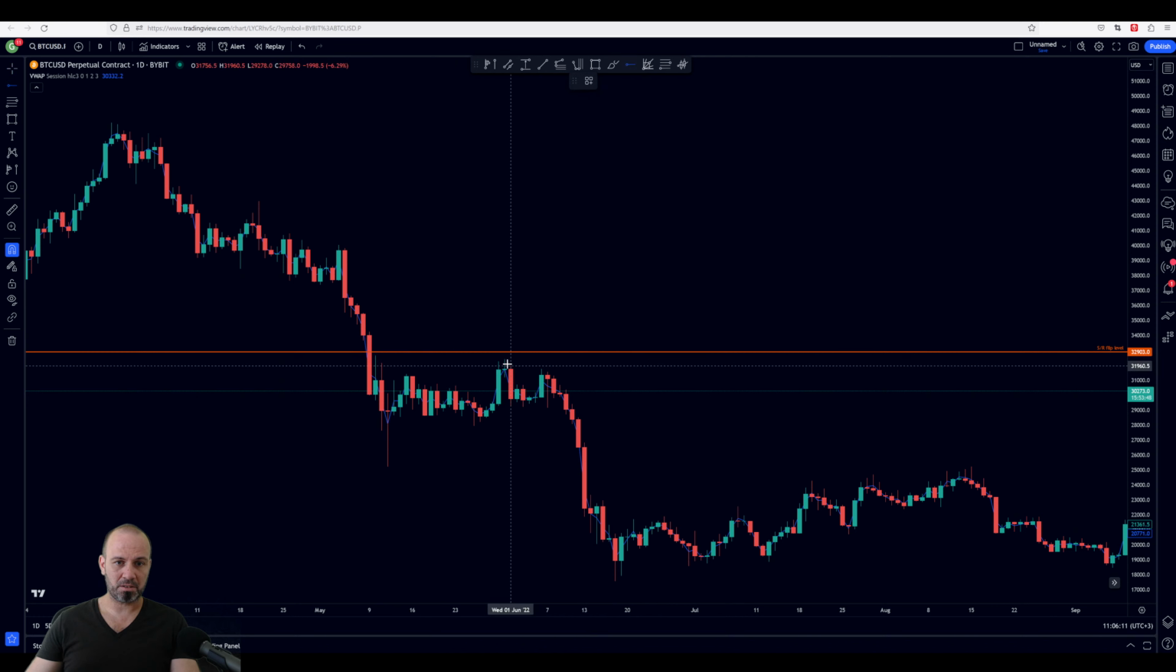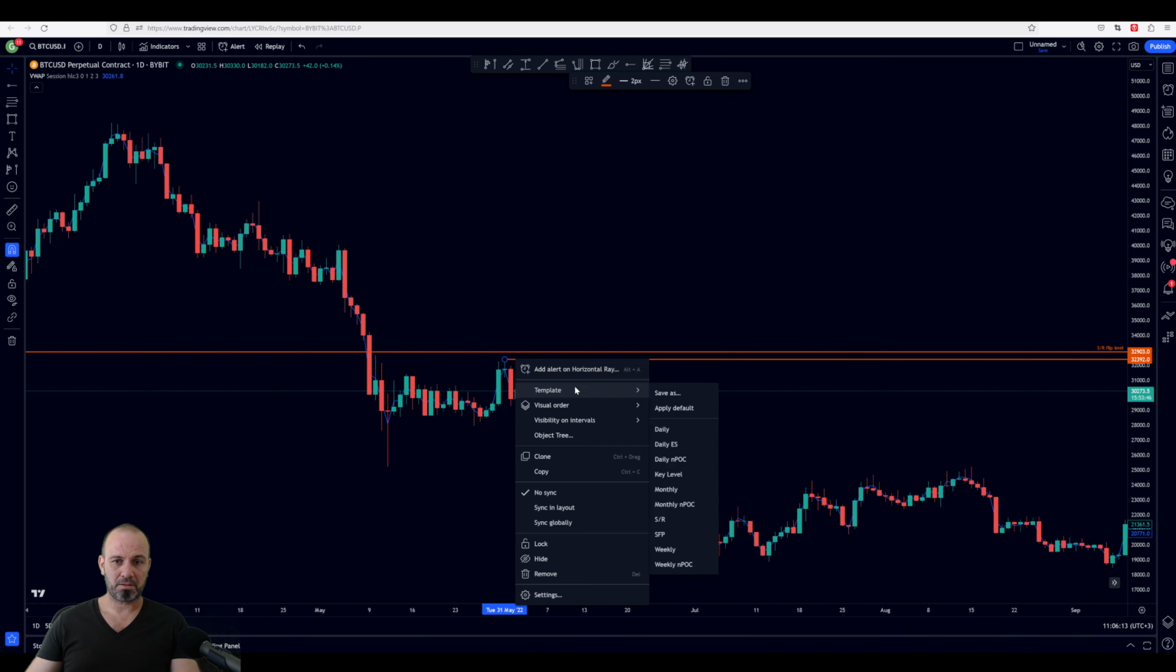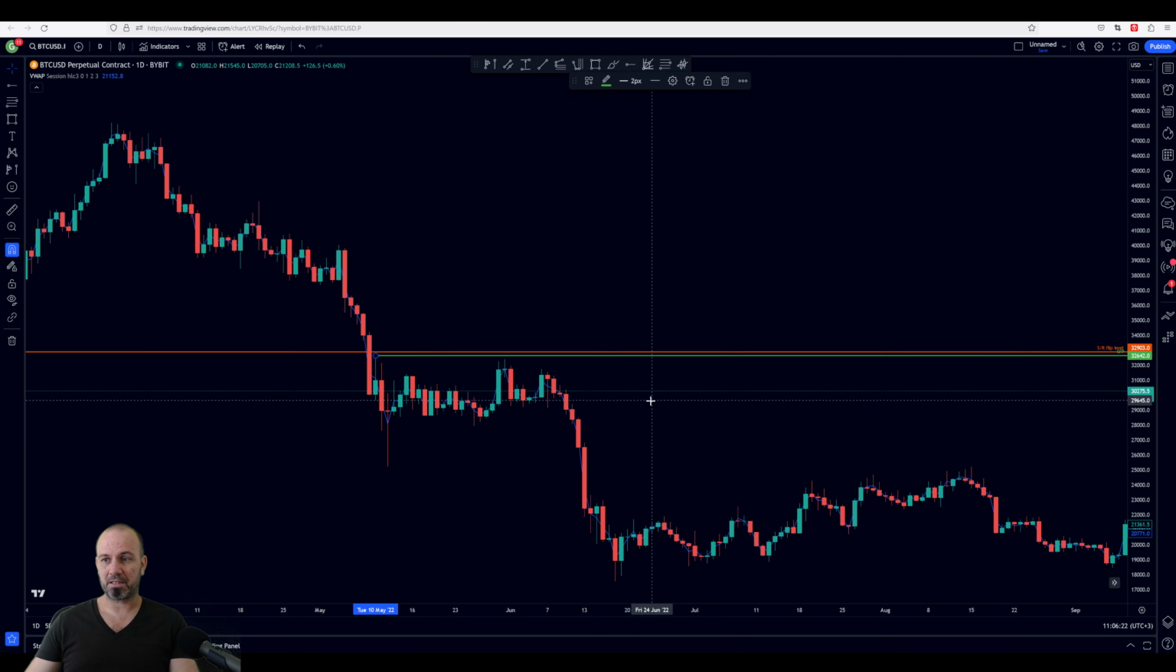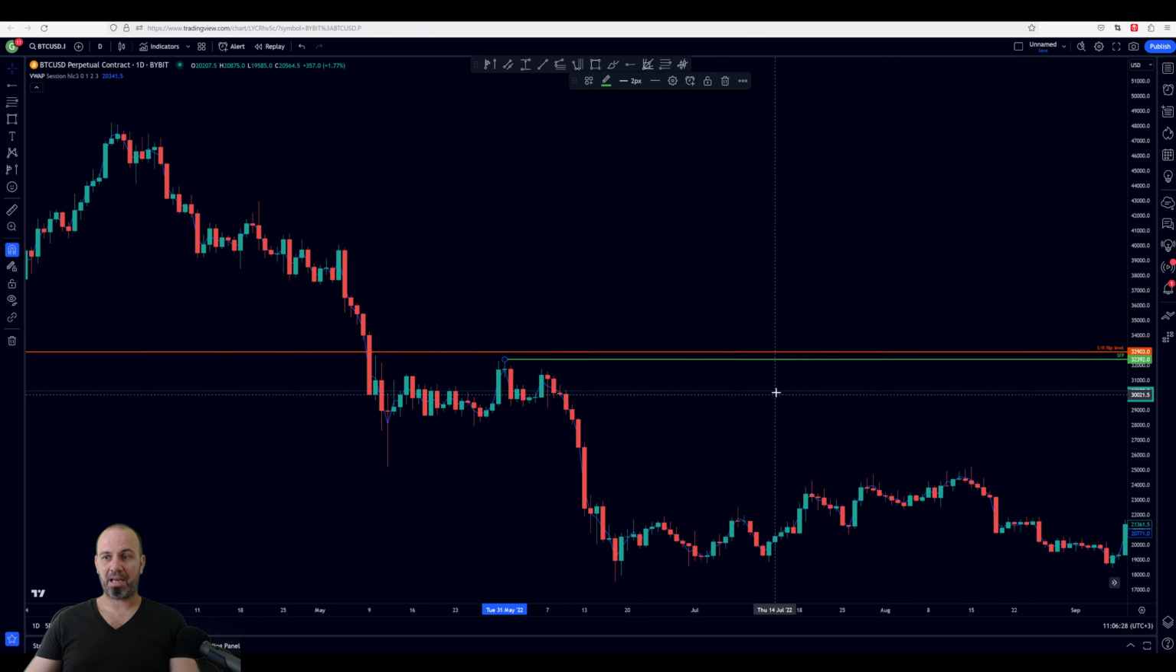So let's mark this one, for example, for a swing failure pattern, and this one is 32,392, right? And then we do have another one, 32,642. So I would say the next important area to the downside is between this one and this one.